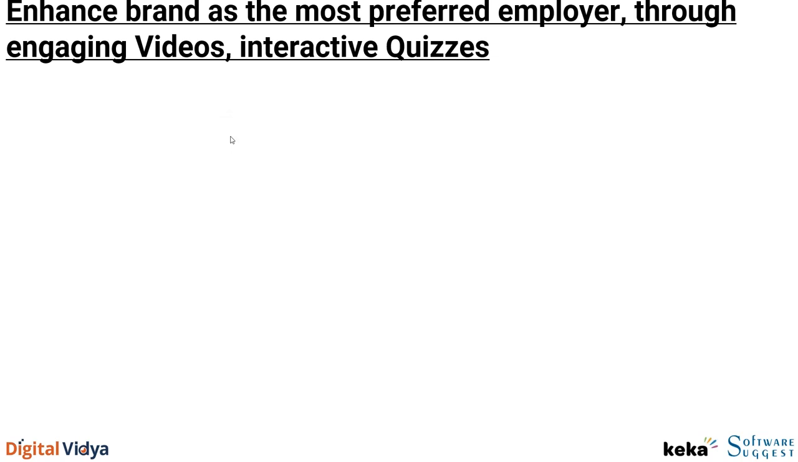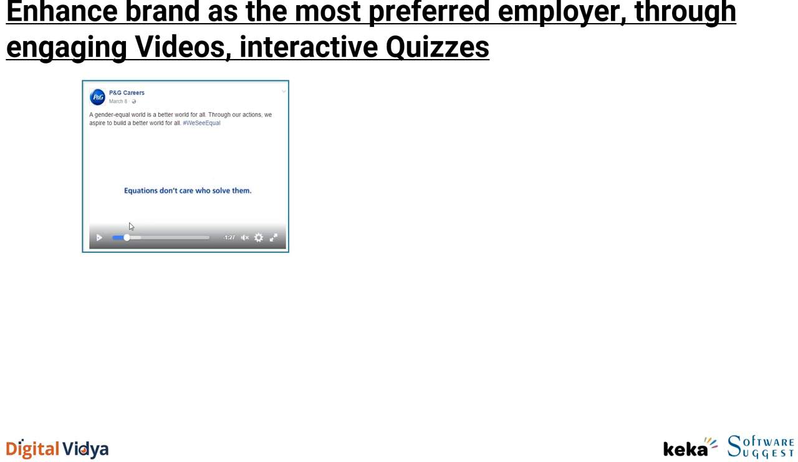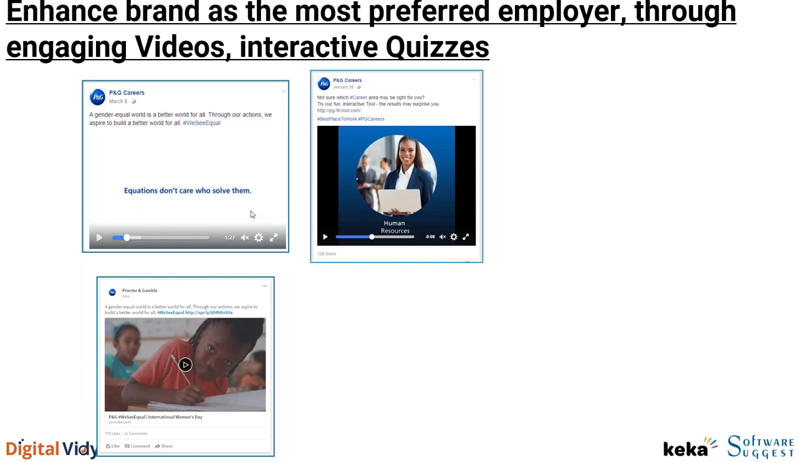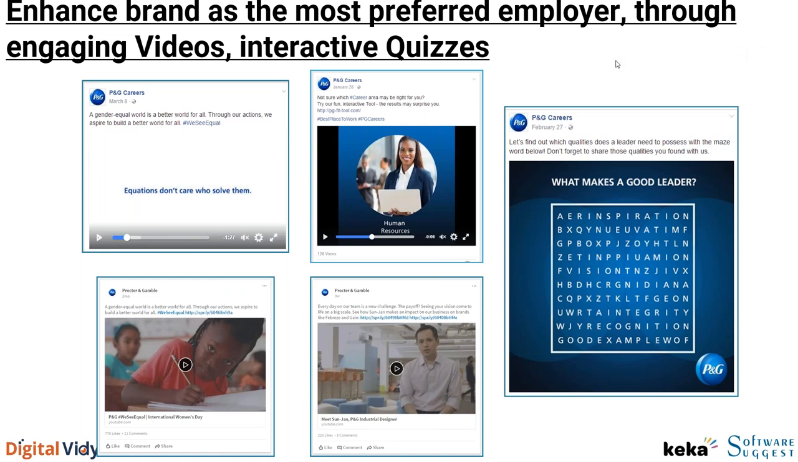You can also enhance your brand through engaging videos and quizzes. You can do videos like these where P&G talks about gender equality, standing for a cause, again connecting with the audience. Lots of examples from P&G careers. They do a great job on their employer branding front. They also do fun quizzes on leadership, fun puzzles like you see here. All these are intended to interact and engage future job prospects, future talent who could probably join the organization somewhere down the line.